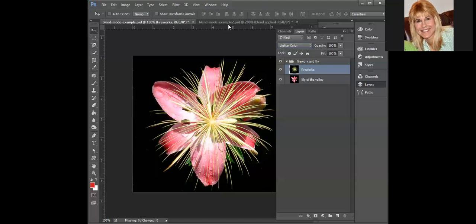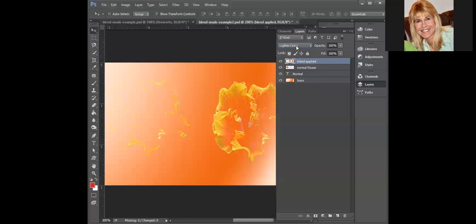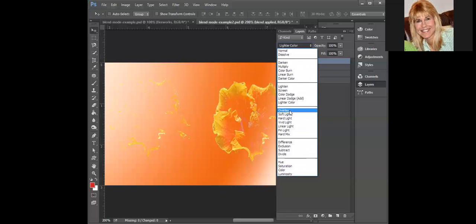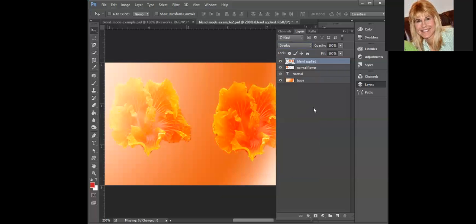So we're moving on to our next grouping. And we're going to pick overlay. Now what overlay does is it either screens or it multiplies, and it just depends on the base colors. So you're either going to end up with something darker or something screened. Looks like it did some screening here, but on this one with the darker base, it did the multiply.